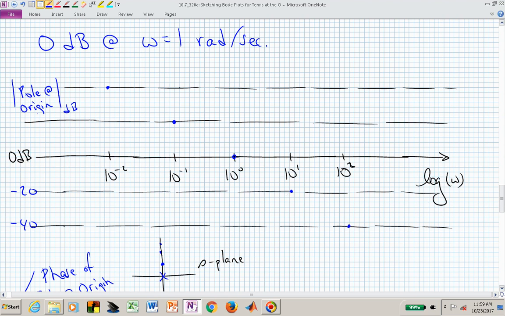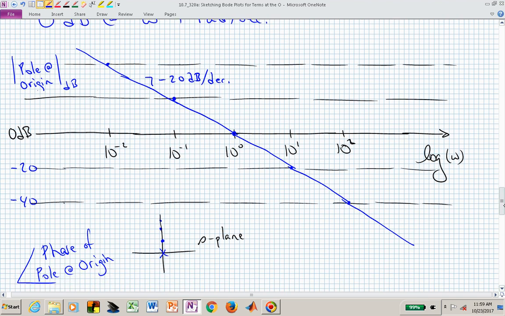And if I have drawn this accurately with respect to my grid lines, this would be a straight line. It's sloping at minus 20 dB per decade, and it's always sloping. There's no flat region to this pole or zero at the origin.